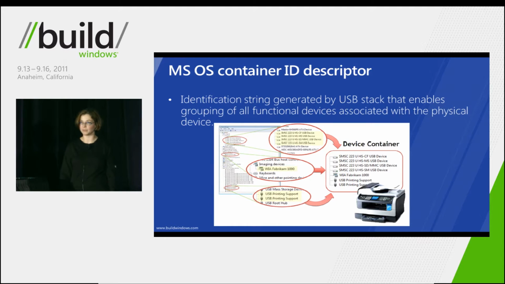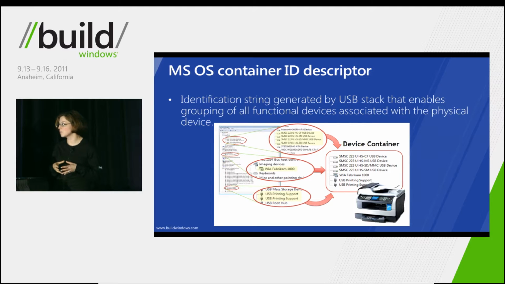So let's look at the example. Multifunction printer, it's my favorite. It's got the printer piece, it's got the storage, and the scanner. And so if you look at the device manager, you'll see that there are three specific different functions, 3 devnodes. But with this container ID, the device only appears as a single picture when you look at it in devices and printers.